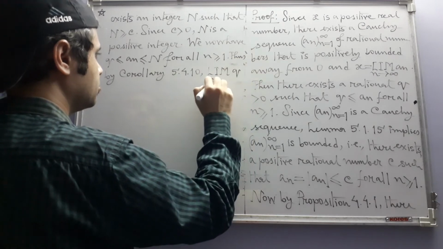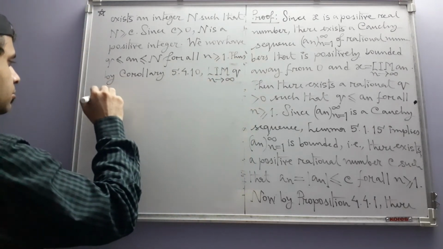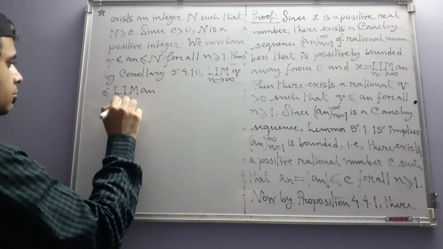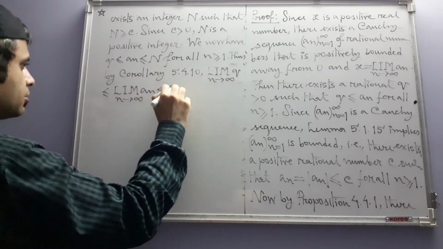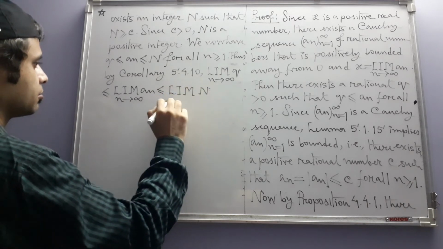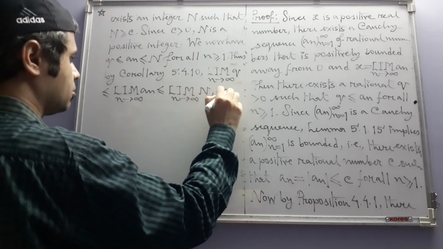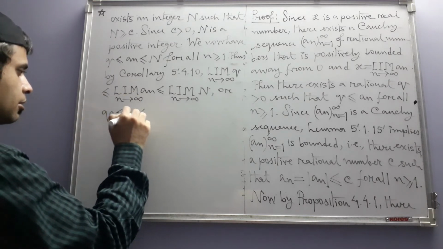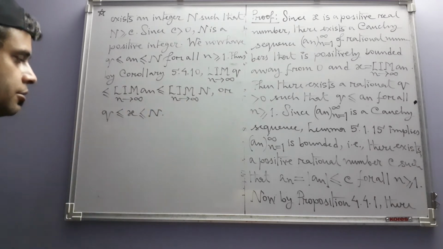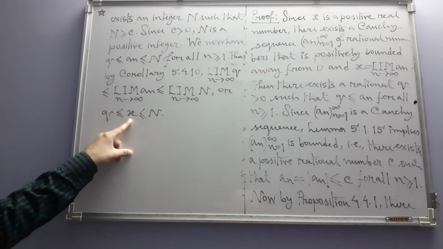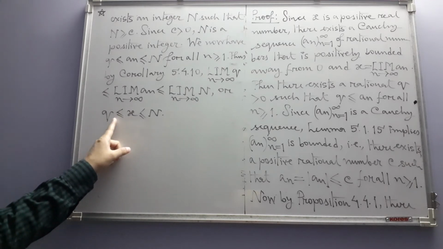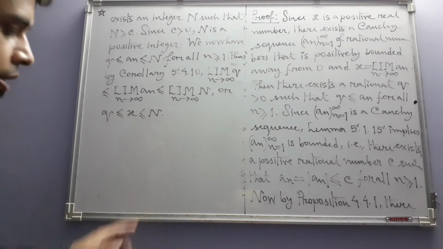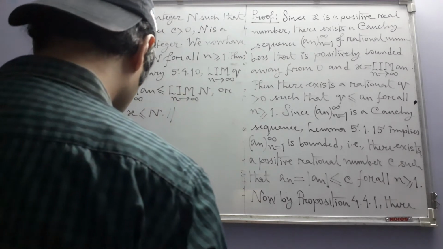Limit of q is less than or equal to limit of a_n, which in turn is less than or equal to limit of N, where limit of q is q, limit of a_n is x, and limit of N is N. So this shows that if we have a positive real number x, then that is bounded from below by a positive rational number and bounded from above by a positive integer. This completes the proof.